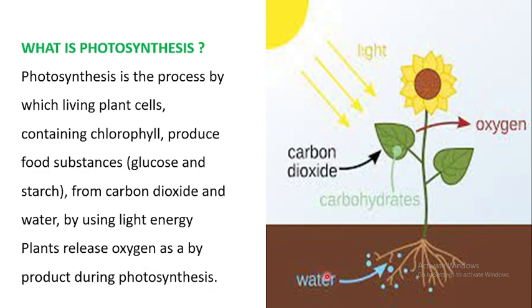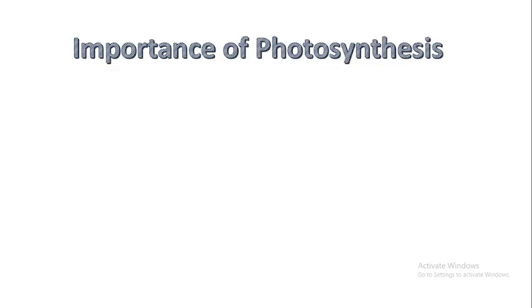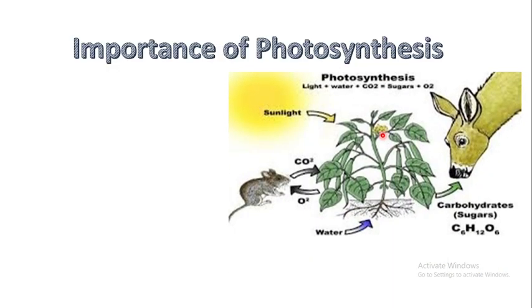So water is taken up by the roots, okay, from soil. Carbon dioxide is taken in from the air. Okay. Sunlight falls on the pigment chlorophyll which is present in the leaf, and leaves in the process of photosynthesis produces carbohydrates and oxygen. Now what is the importance of photosynthesis?